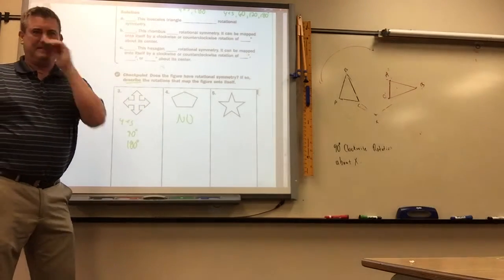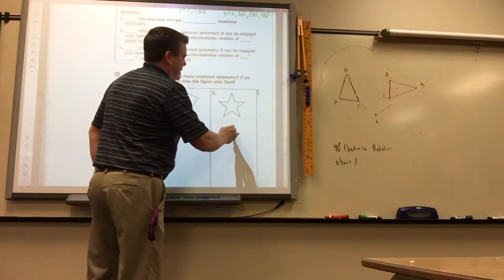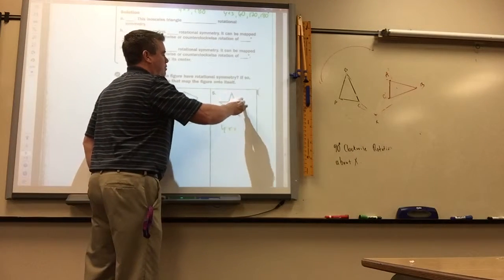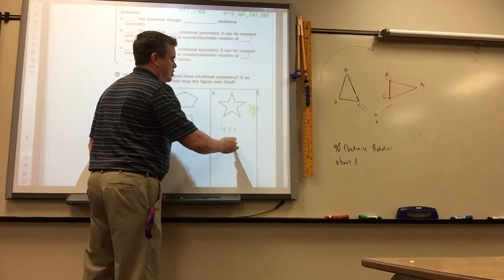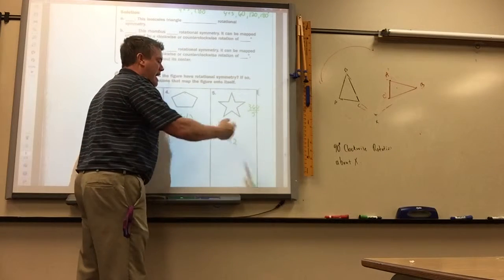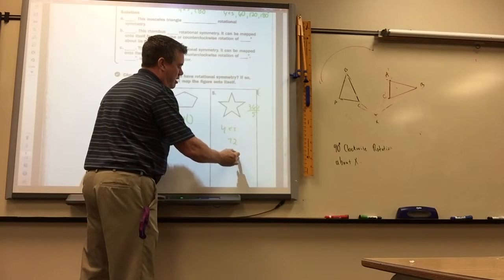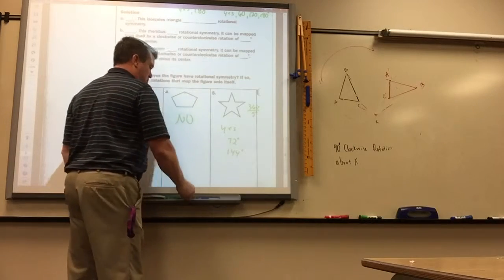Okay, the star? There's 1, 2, 3, 4, 5. So you take 360 divided by 5, that's 72. Then you add another 72, 144. That's it, because the next one goes over 180.